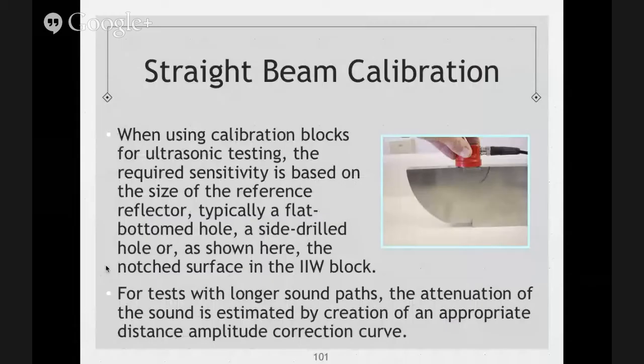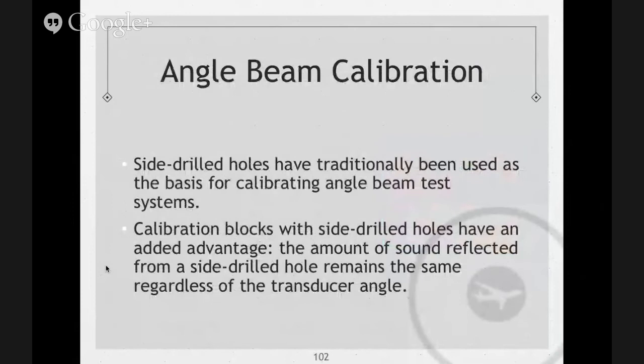All right, so this is, well, we already got this. Side drilled holes, for angle beams. If you have a block here, and you have a transducer, and you're shooting at an angle, you could drill a hole. Imagine your block is like this. You could drill a hole that goes all the way through. So when you hit that hole dead on, you're going to reflect back. So we use side drilled holes for angle beam calibrations.